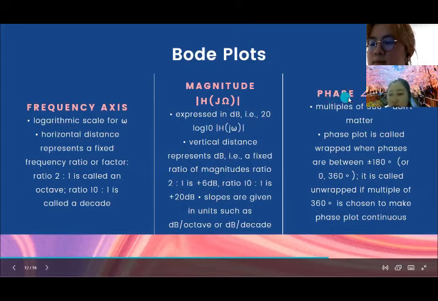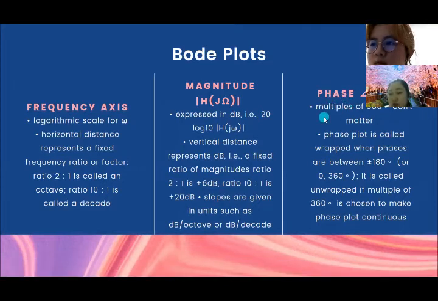For the phase, we can add multiples of 360 degrees. Phase is called wrapped when it is kept between plus and minus 180 degrees, or 0 to 360 degrees. It is called unwrapped if a multiple of 360 degrees is chosen to make the phase plot continuous.